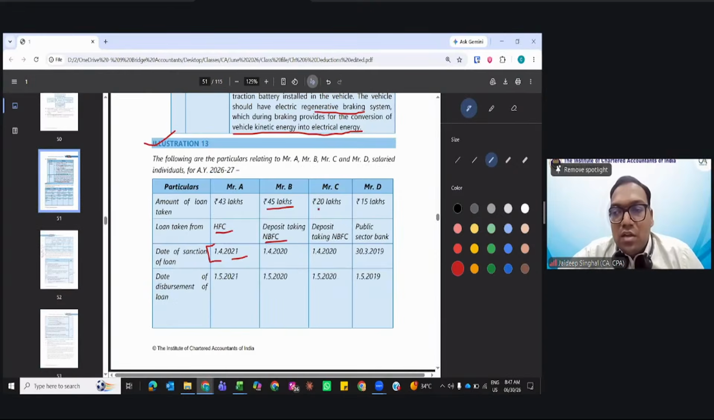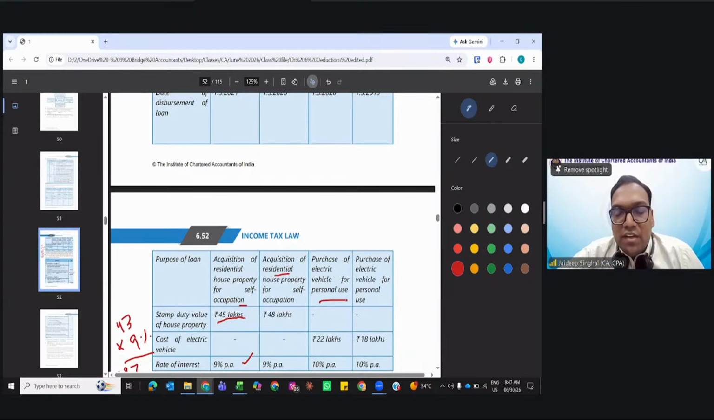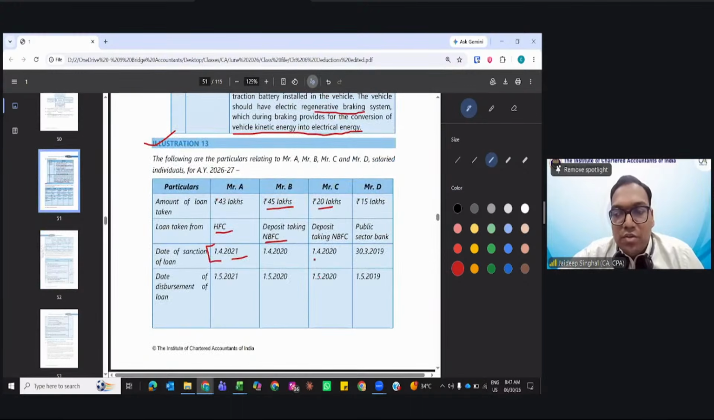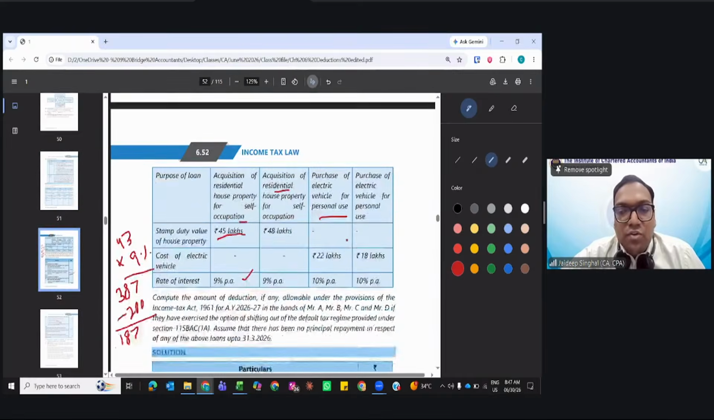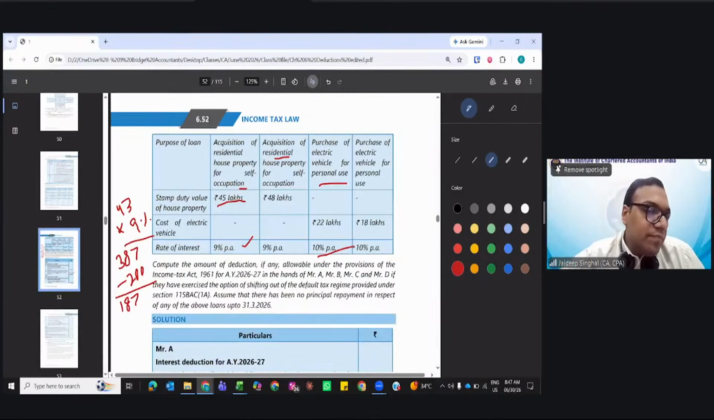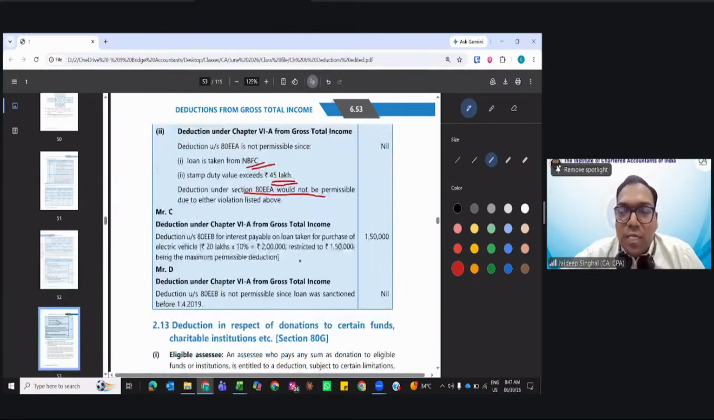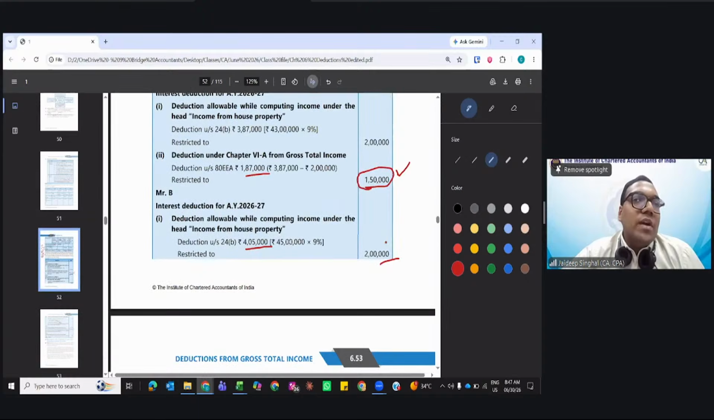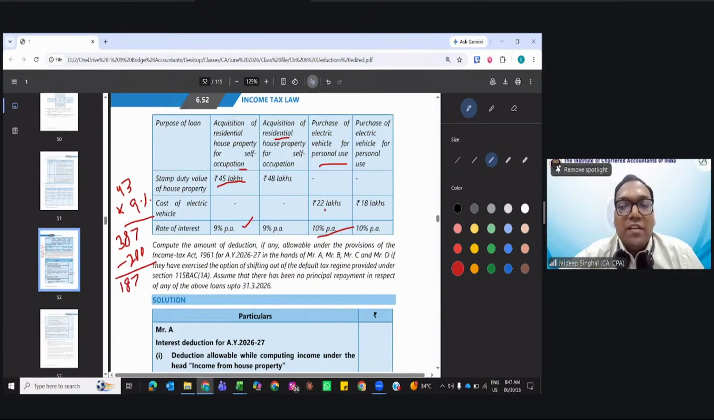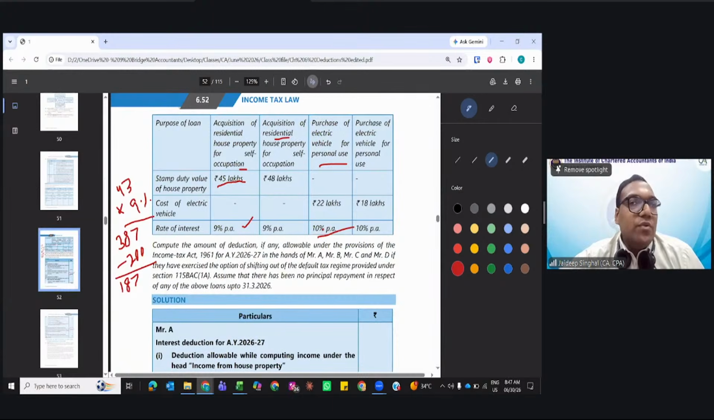Third, 20 lakhs loan for the purchase of electric vehicle. The loan is sanctioned in 2020. It's fine. 20 lakhs into 10% is 2 lakhs. But the deduction is maximum 150k. 150k deduction will be allowed. How come 2 lakh 20,000, Lakshmi? The cost of electric vehicle is 22 lakhs, but the loan is for 20 lakhs. So you will take 20 lakhs into 10%, not 22 into 10.